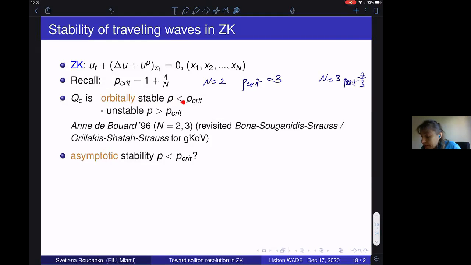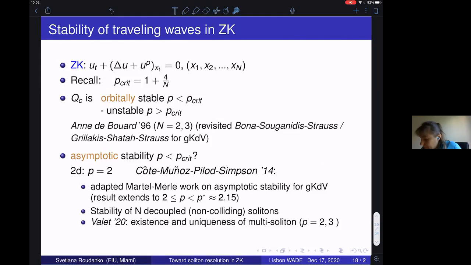The solitons are orbitally stable when they are in the L2 subcritical case, and unstable when p is greater than or equal to the critical exponent. This was shown in '96 by Anne de Bouard. What she did, she revisited the gKdV methods of Bona-Souganidis-Strauss and Grillakis-Shatah-Strauss. So of course the question is what happens with p critical, although since we now have the blow up, at least in 2D, the solitons are unstable at p equals critical. What can we say about asymptotic stability?